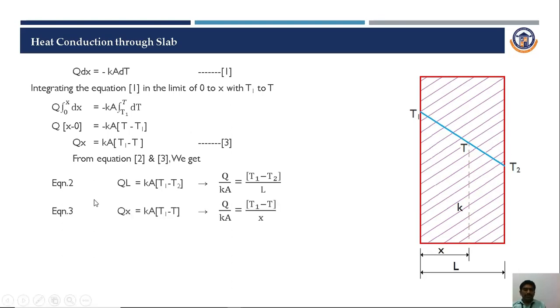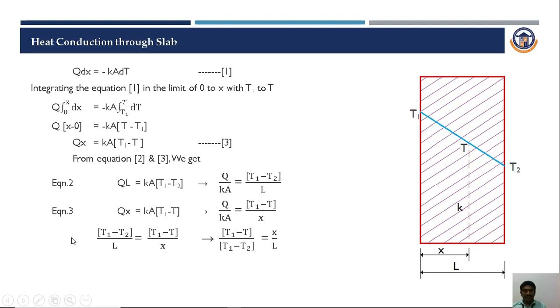Using equation 2, that is QL is equal to Ka into T1 minus T2, rearranging these terms, Q by Ka is equal to T1 minus T2 divided by L. Again, equation number 3, Q is equal to Ka into T1 minus T. Rearranging, Q by Ka is equal to T1 minus T divided by x. In both equation 2 and 3, the left hand side remains the same, Q by Ka. So interpreting these two relations, we can derive that T1 minus T2 divided by L is equal to T1 minus T divided by x.